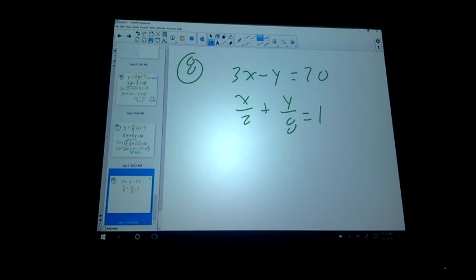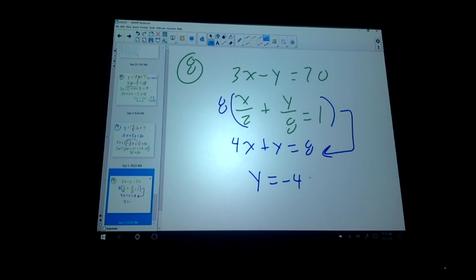Okay. Before I start using substitution on this, I probably would take this whole thing and multiply everything by 8. So that's going to give me 4x plus y equals 8. So this would modify to this by clearing the denominator. And then that would allow you to do this. And now that one's solved for y. So I can take this and plug it in right there.